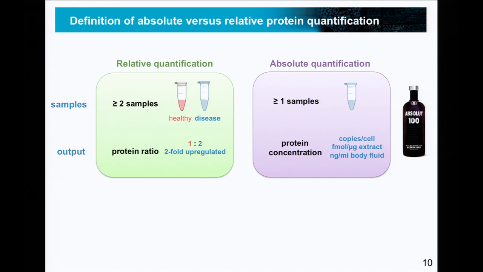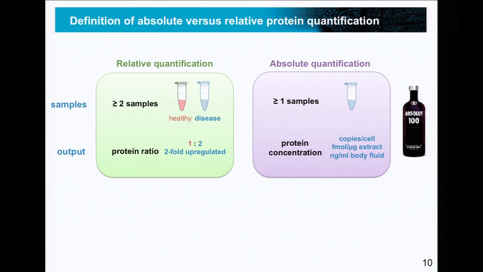And the output that you want to generate is always a protein ratio. So what you want to say in the end is whether a certain protein is up or down or not regulated between these 2 samples. In absolute protein quantification, the situation is different. You can also work with just a single sample if you do absolute protein quantification. You cannot work with a single sample if you do relative quantification.